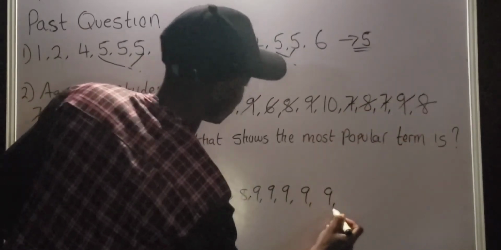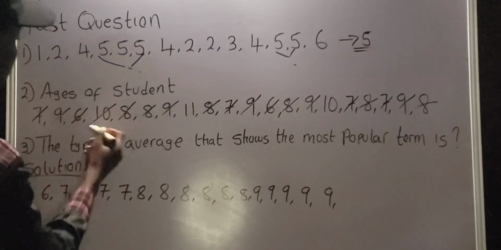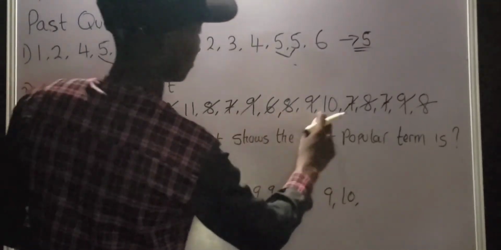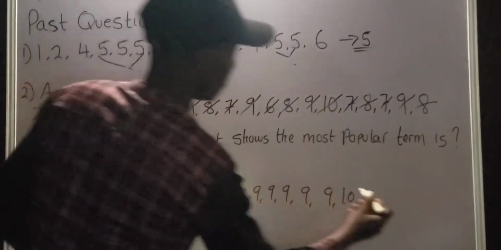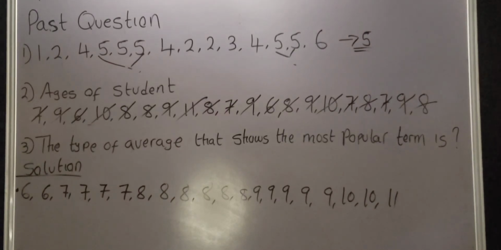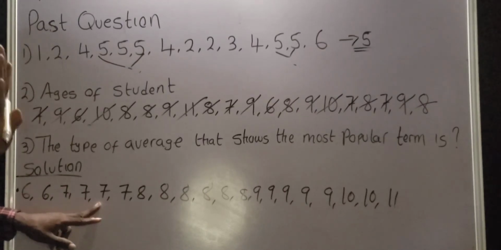You understand? So followed by 10. So one 10, and is there another 10? I have another one here. Then followed by 11. So I have arranged the data in ascending order. So let us determine the values among the data set that occur most. Are you getting what I'm saying? 6 occurs 2 times. 7 occurs 4 times.